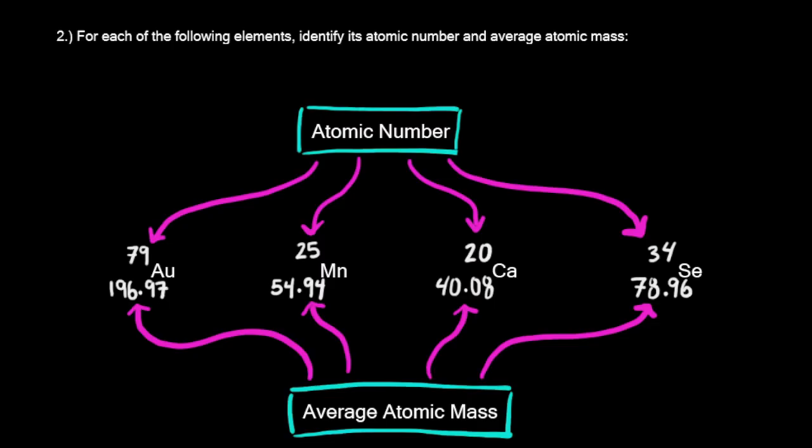The atomic number of gold is 79 and its average atomic mass is 196.97. The atomic number for manganese is 25 and its average atomic mass is 54.94. The atomic number of calcium is 20 and its average atomic mass is equal to 40.08 AMU. The atomic number of selenium is 34 and its average atomic mass equals 78.96 AMU.